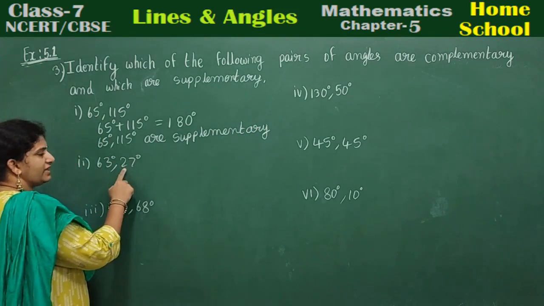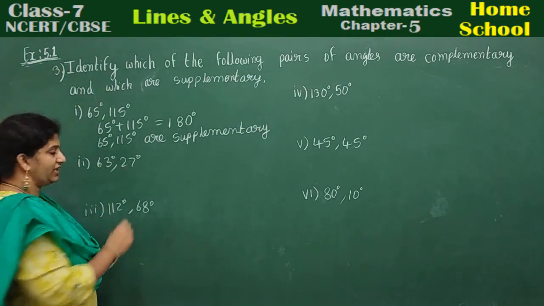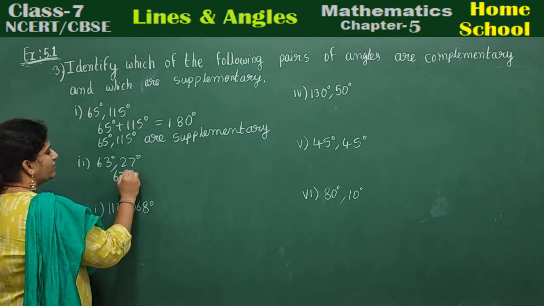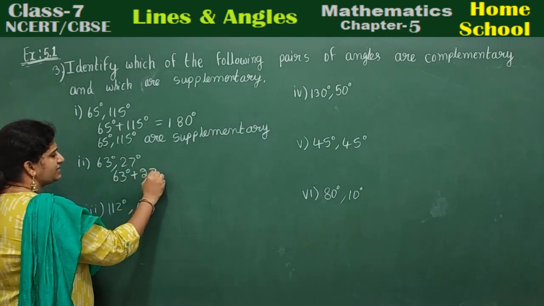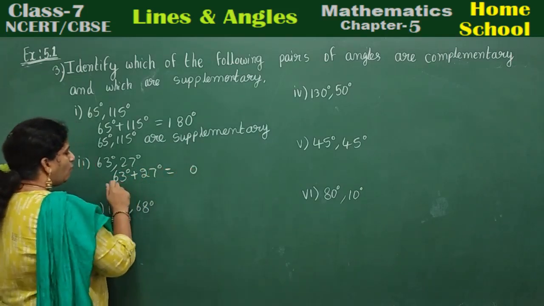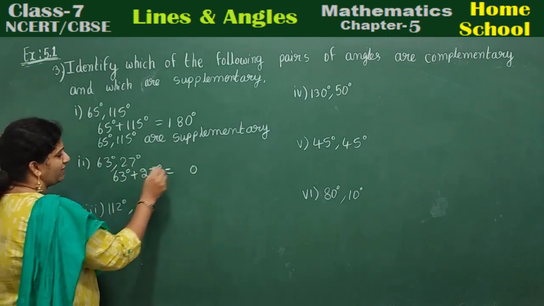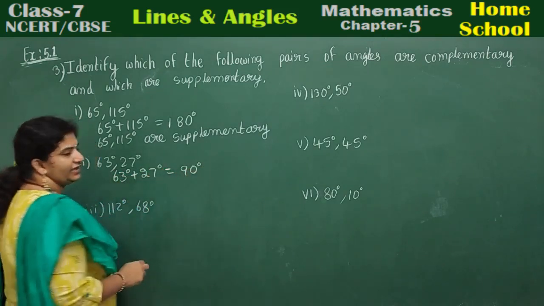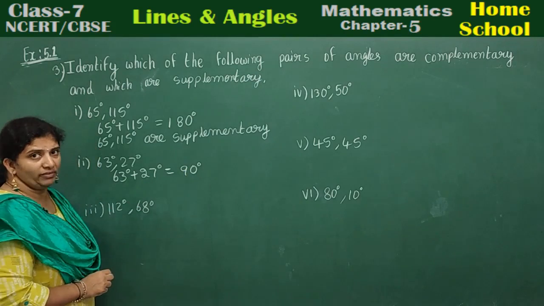You can write anyway the statement. Second one, 63 degree, 27 degree. Add these two, 63 degree plus 27 degree. 7 plus 3, 10. 1 plus 6, 7. 7 plus 2, 9. 90 degree. 90 means complementary.